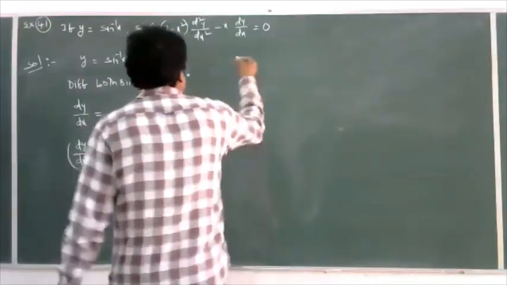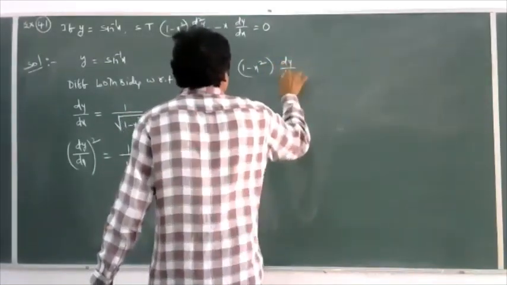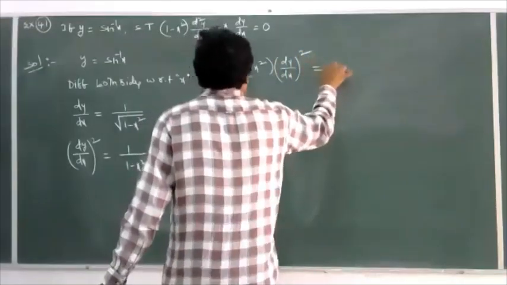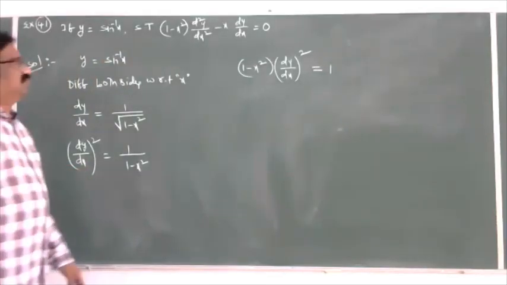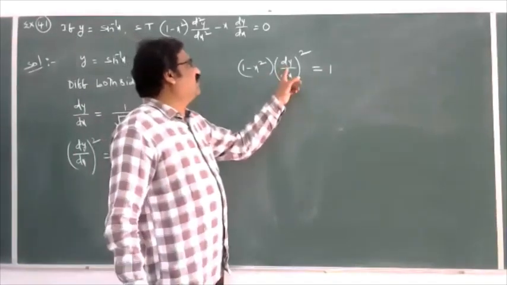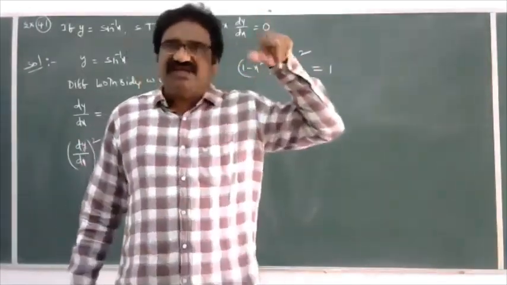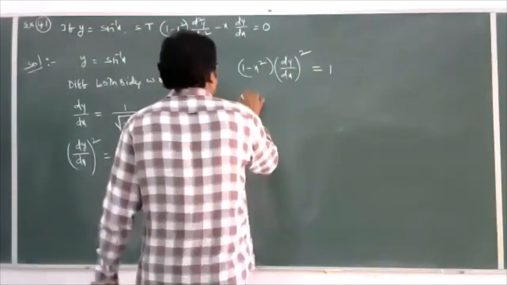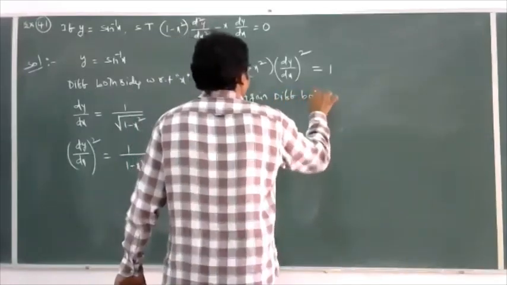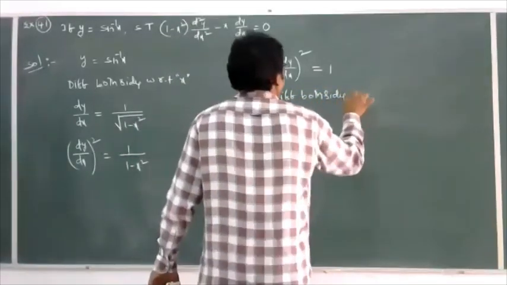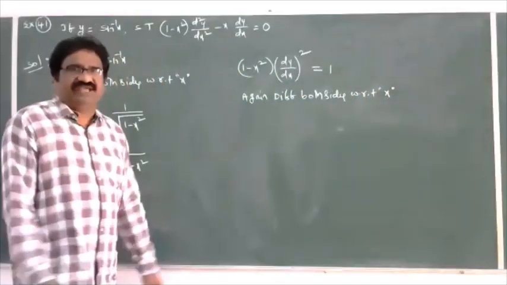Then go for cross multiplication. That is 1 minus x square into dy by dx whole square is equal to 1. Cross multiplication. 1 minus x square into dy by dx whole square, dy by dx is nothing but y1 notation, that is y1 square. So again differentiating both sides with respect to x.